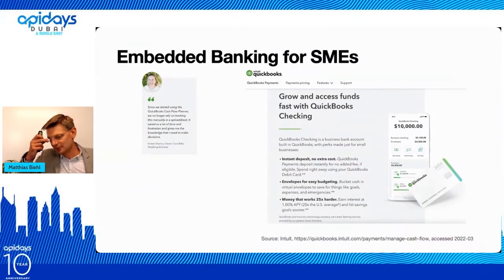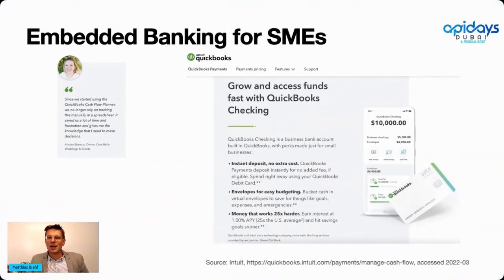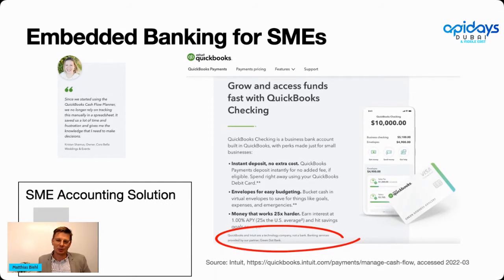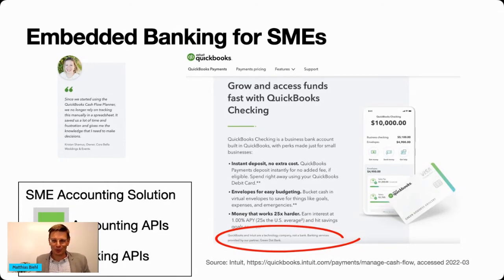Let's look at a couple of examples here. What could that be? Embedded banking for SMEs could be coming from an accounting software provider. Here's QuickBooks. QuickBooks provides accounting software for small businesses. And when you buy their software product, you also get a bank account and a credit card. That's possible because the banking product is now rebundled with the software, right? And there is, of course, a bank underneath that provides that service. But the SME accounting solution consists of the accounting APIs, the core functionality that QuickBooks provides, but it also contains banking APIs, so you get a bank account together with your software.